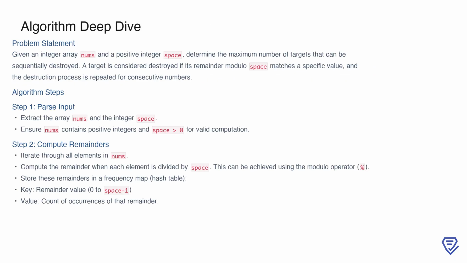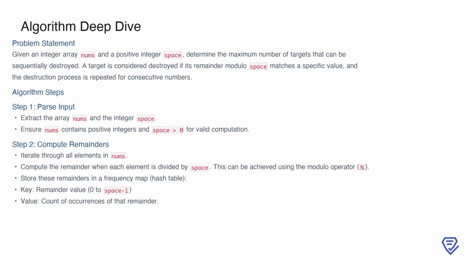To solve this problem, we start by understanding the task. We are given an array of integers, nums, and a positive integer, space. Our goal is to determine the maximum number of targets we can sequentially destroy. A target is considered destroyed if its remainder, when divided by space, matches a specific value. The process is then repeated for consecutive numbers.